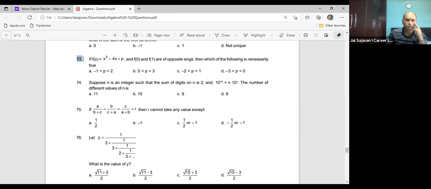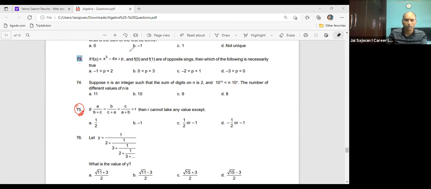Would you like to solve question number 73? I think we have already done this. 73rd, is it done? Okay, Manish Devraj says it is done. So I want you to try out question number 75 then. Leave 73rd, very easy. Do question number 75. We have already done 73rd in an earlier class.